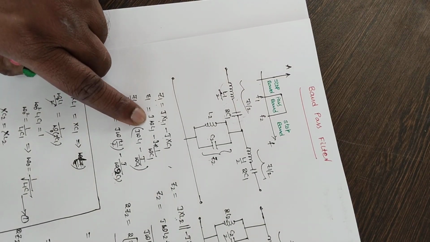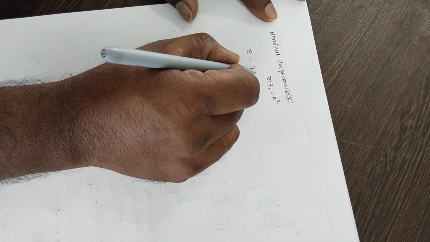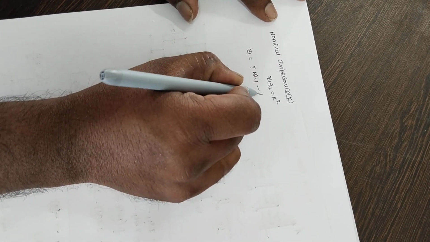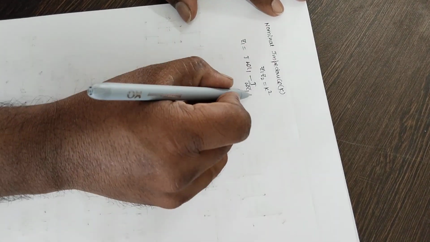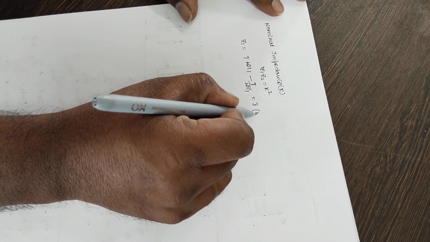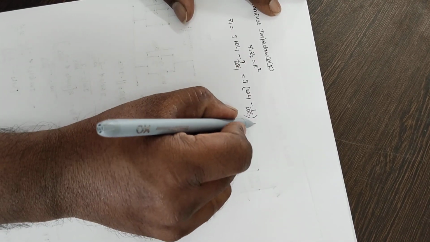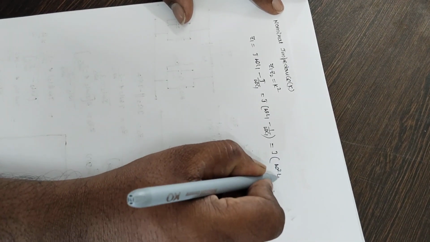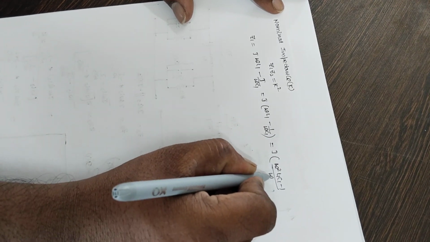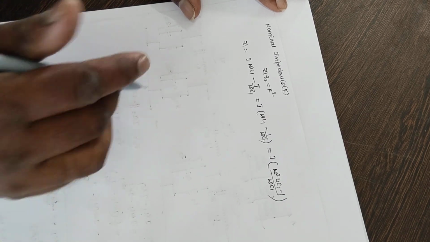So now what is Z1 here? We calculated Z1 is equal to J into omega L1 minus J divided by omega C1 for a series branch, and if I take the J as common, it is J into omega square L1 C1 minus 1 divided by omega C1. So this is the value of Z1.